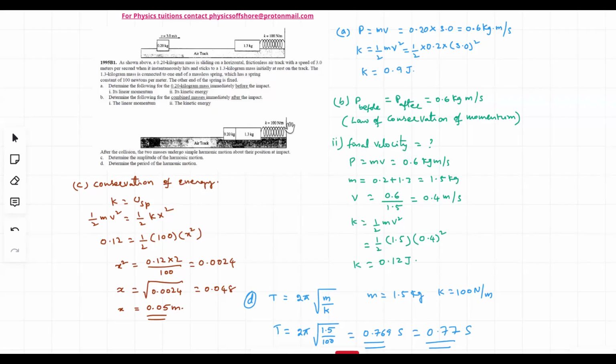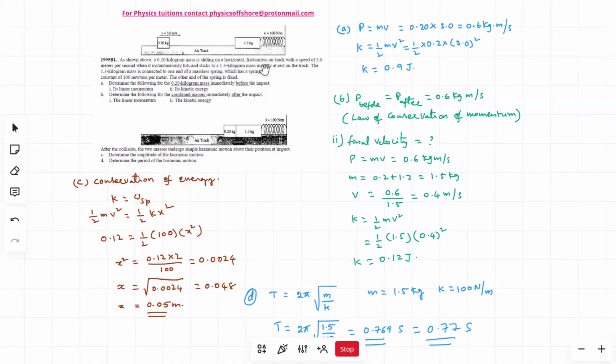As shown above, a 0.2 kilogram mass is sliding on a horizontal frictionless air track with a speed of 3 meters per second when it instantaneously hits and sticks to a 1.3 kilogram mass initially at rest on the track. The 1.3 kilogram mass is connected to one end of a massless spring, which has a spring constant of 100 newtons per meter. The other end of the spring is fixed.